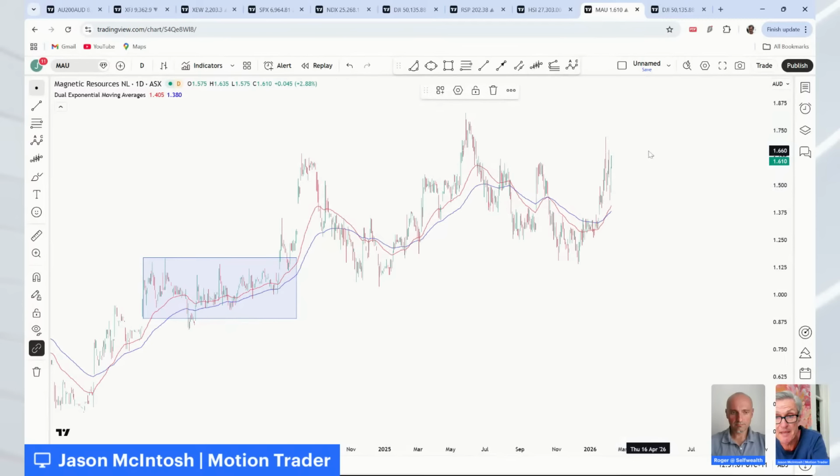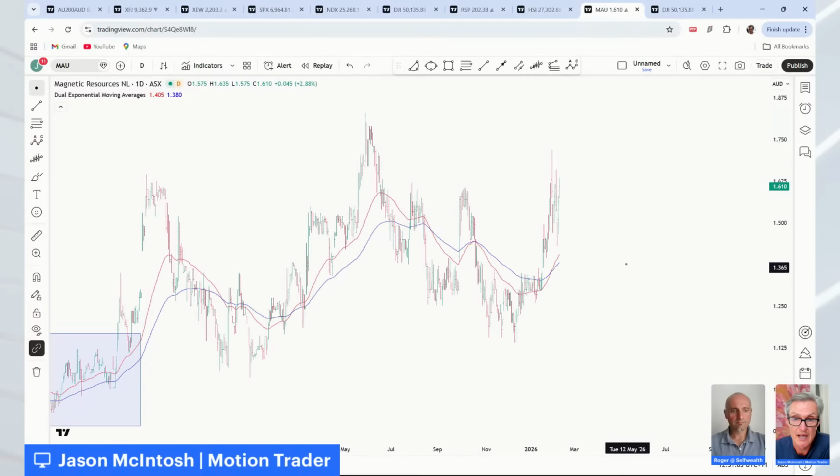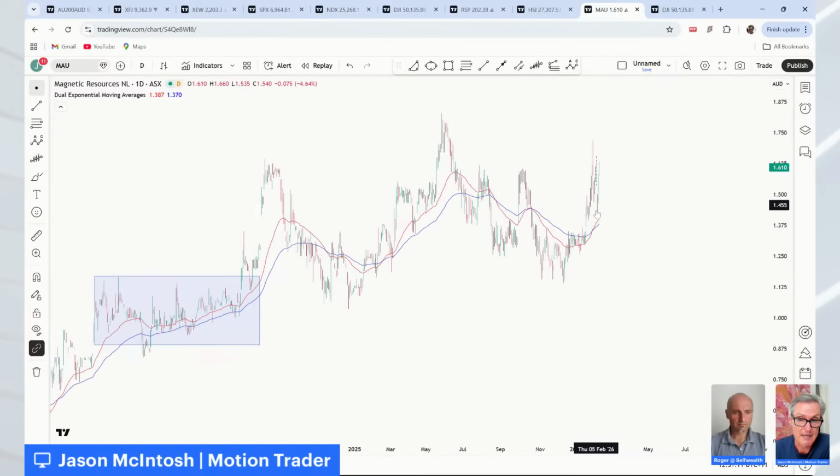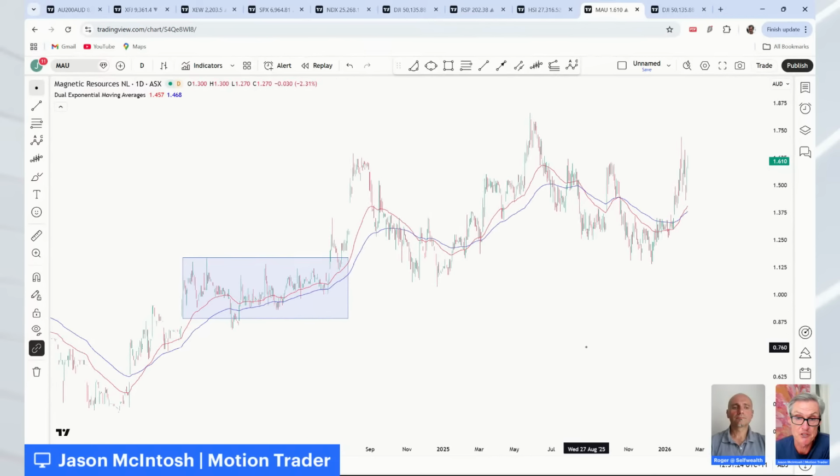So look, I'd be happy to continue to hold this one. Probably not a buyer just yet. Maybe there's a bit more consolidation while the moving averages start to catch up. And an exit point could be just back down around maybe $1.20, just below the January low. Maybe that's an exit point. So yeah, interesting one to continue holding, I think.